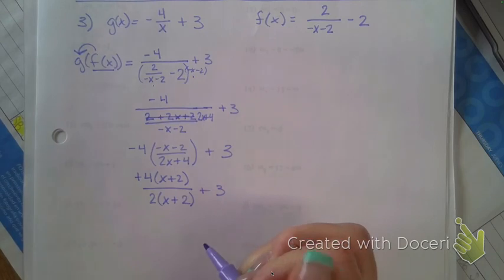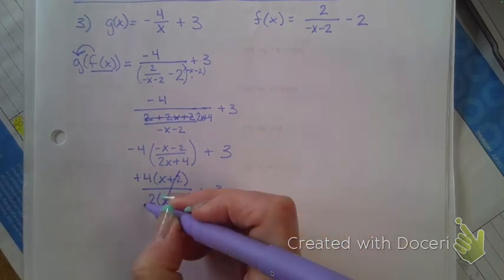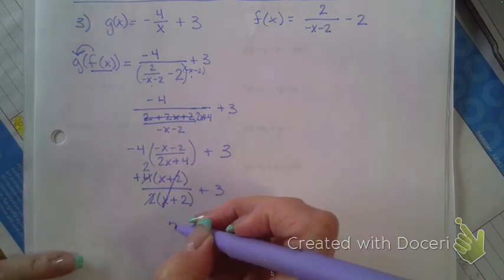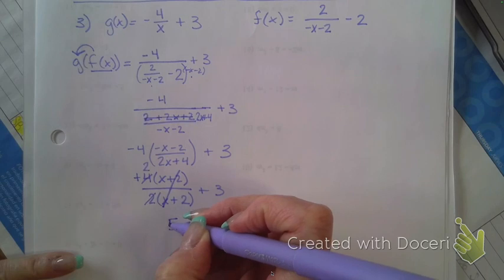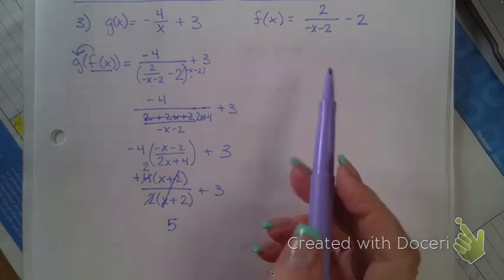And now what can I do with that? I can reduce x plus 2, and I can reduce the 2 out of that to a 2. And so my answer is 5. Well, that definitely is not an x, is it? So it has to just be x. Is that an x? No.